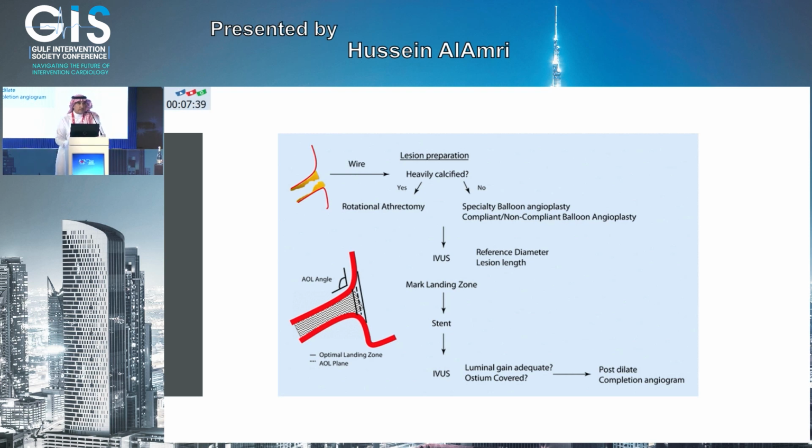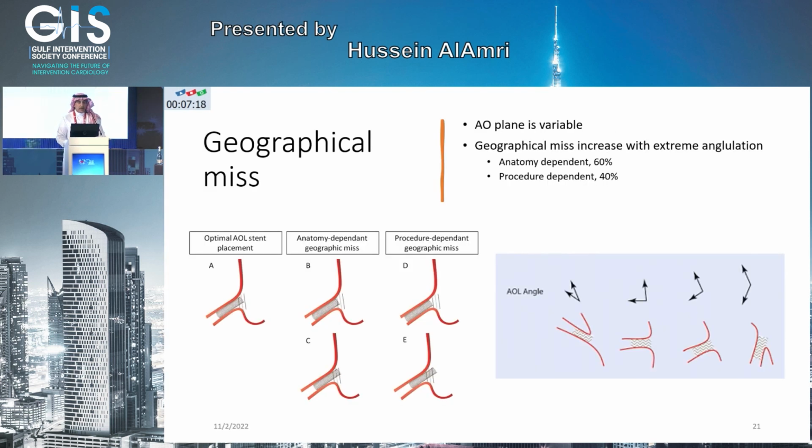However, probably it's one of the difficult lesions to treat because of difficulty in landing or nailing the ostium of the left main. In these cases, you have to prepare your lesion very well. You have to guide your intervention with IVUS to know the appropriate size and where's your landing zone at the aorta, and always try to find the best view to do that.